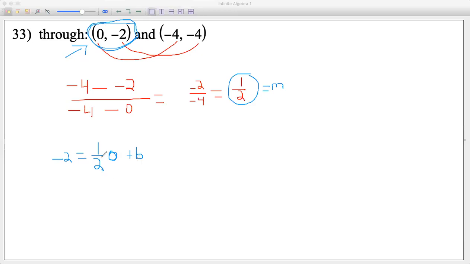Therefore, 0 times 1/2 is a 0. And we get b is equal to -2. All right. I have b. I have m. Now we throw it into the equation. Who can do that? Go ahead, Hannah. Y is equal to 1/2 x minus 2. All right, we're going to stop right there for a second and make sure everyone saw those steps.